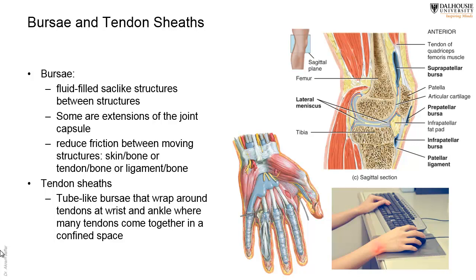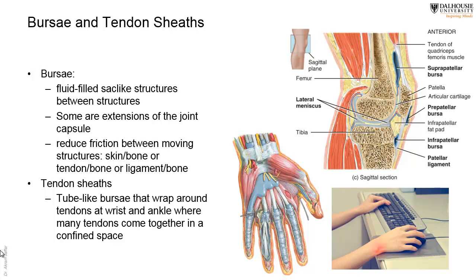Another feature here regarding the joints and tendons is the presence of bursae or tendon sheaths. A bursa is like a fluid-filled sac. The fluid is synovial fluid. So it's like a capsule of the joint filled with synovial fluid, and it might be connected to the joint capsule, to the joint cavity, or might not be connected to the joint cavity. It's like a pillow, easily compressed, and it reduces friction. So it either reduces friction between skin and bone or between a tendon and bone.